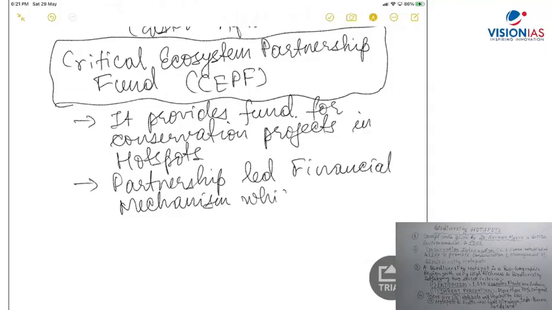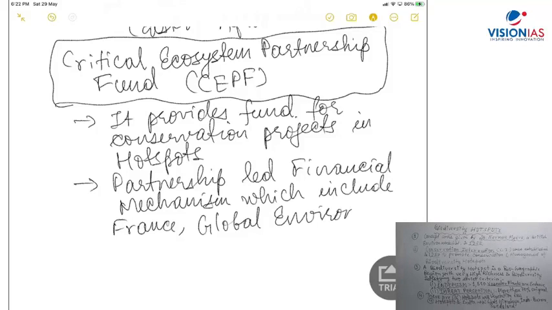Funding comes from France, and from the Global Environment Facility, GEF, and Japan. All these organizations provide funds for the conservation of biodiversity hotspots. It was set up in 2005 to help in hotspot conservation. It grants the fund. You can see here, I'll show you this part. So it provides the fund.